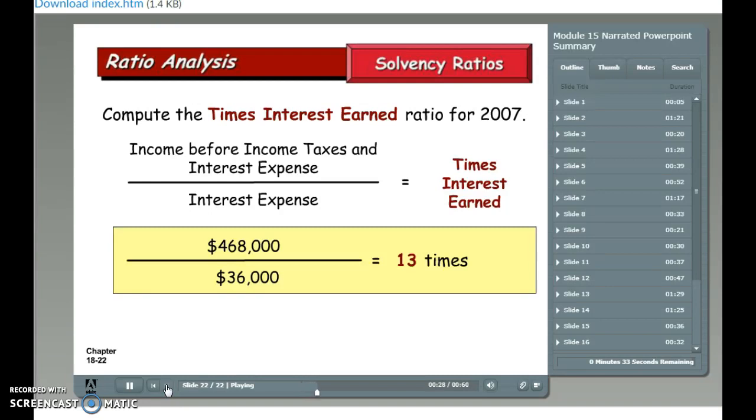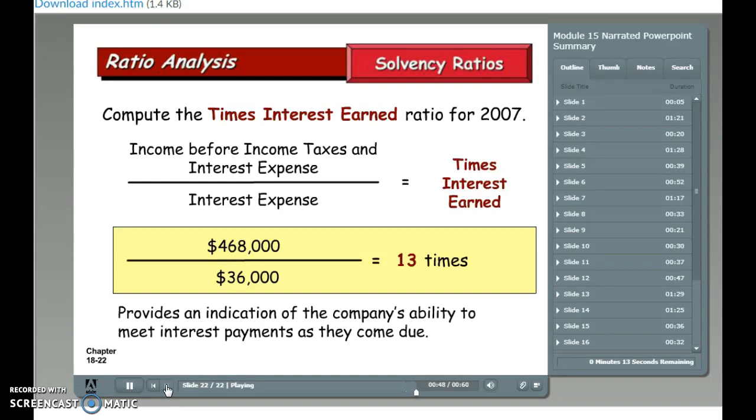Looking back to slide number 6, $468,000 is calculated by net income of $263,800 plus income tax expense of $168,200 plus interest expense of $36,000. Times interest earned indicates a company's ability to meet interest payments as they come due. The larger the ratio, the stronger, because the company has more earnings to cover the interest payments.